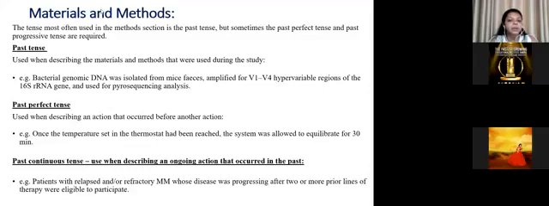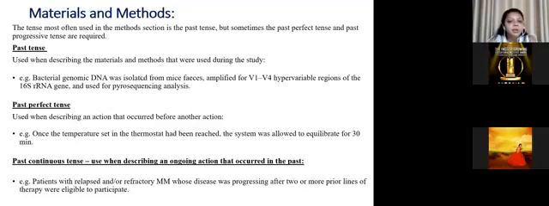Let's see. You can use past tense when describing the materials and methods that were used during the study. අපි study එකේ use කරපු materials and methods ගැන. ඉතින් අපි study එක කරන වෙලාවේ experiment එක කරන වෙලාවේ නැත්නම් අපි study එක කරනකොට use කරපු දේවල් ගැන කතා කරන්න අපිට past tense use කරන්න පුළුවන්. Let's see. A bacterial genomic DNA was isolated from mice feces, amplified for V1, V4 hypervariable regions of the 16S RNA gene, and used for pyrosequencing analysis.